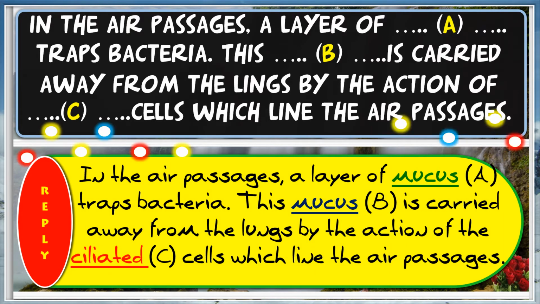In the air passages, a layer of mucus traps bacteria. This mucus is carried away from the lungs by the action of the ciliated cells, which line the air passage.